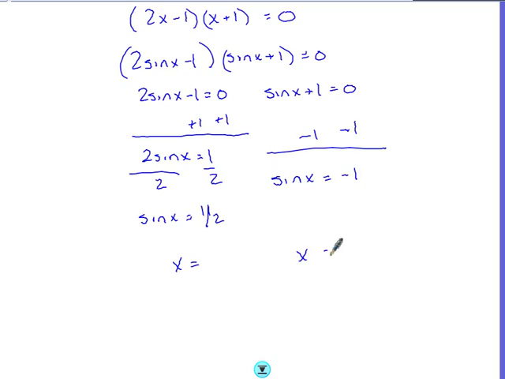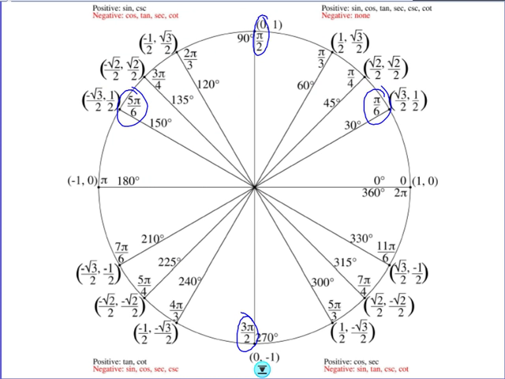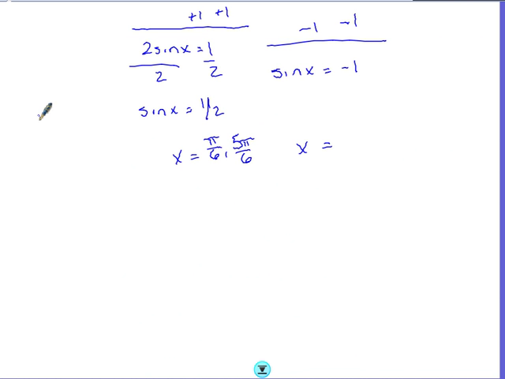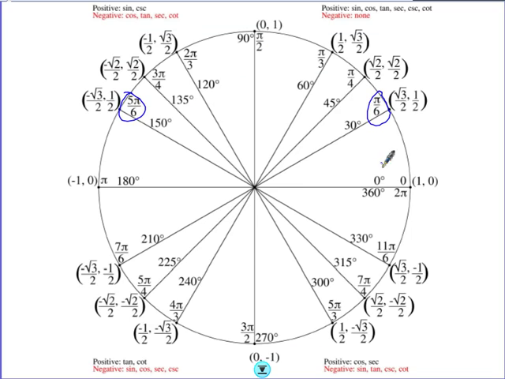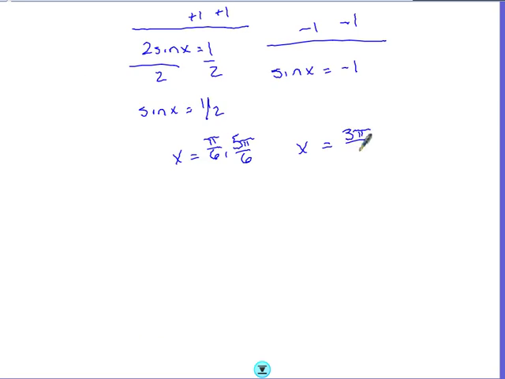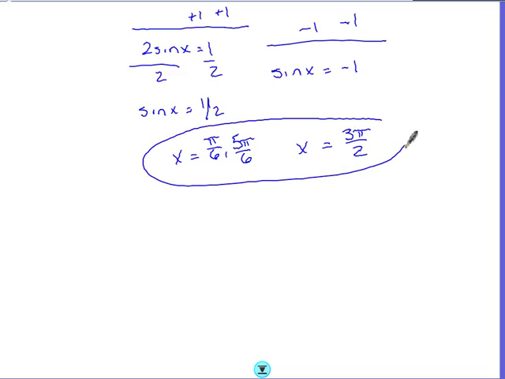So I'm looking on my unit circle for where sine is equal to 1/2. Right here and right here. So pi over 6 and 5 pi over 6. And then I also need to know where sine is equal to -1. So sine is -1 down here at 3 pi over 2. So I'm going to add that as one of my answers. Okay, so there's my 3 possible solutions: pi over 6, 5 pi over 6, and 3 pi over 2.